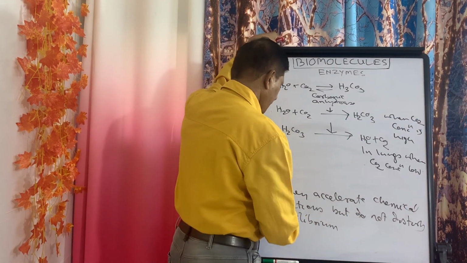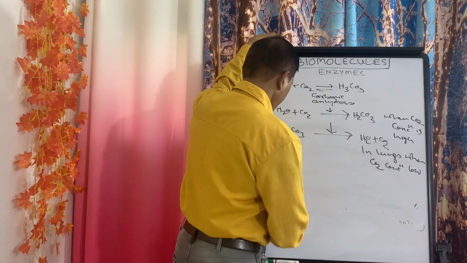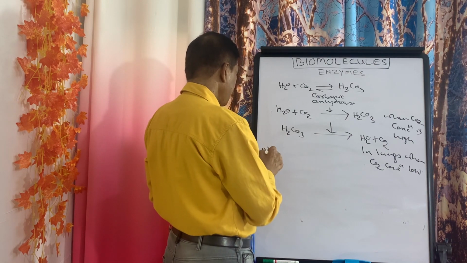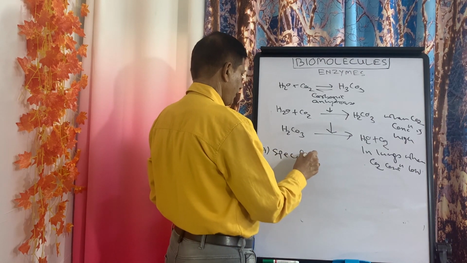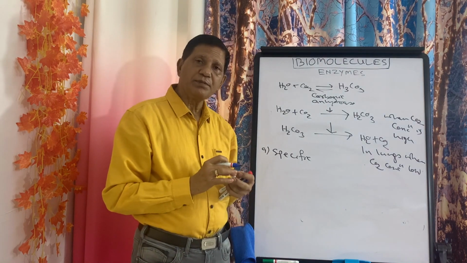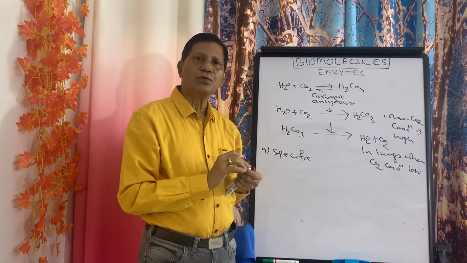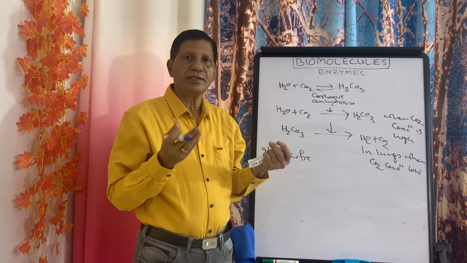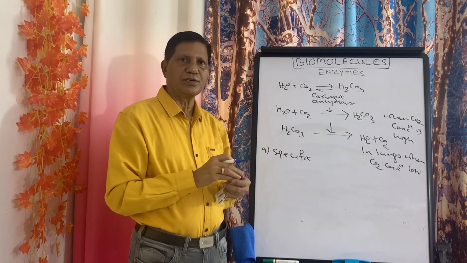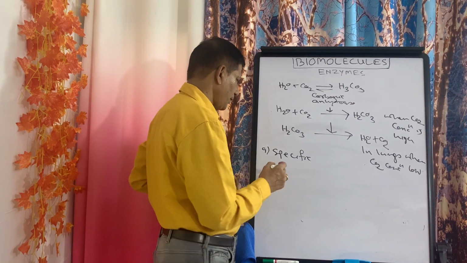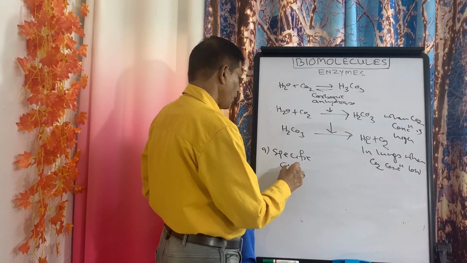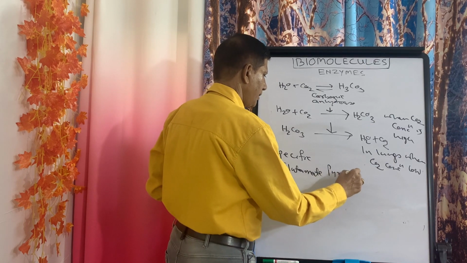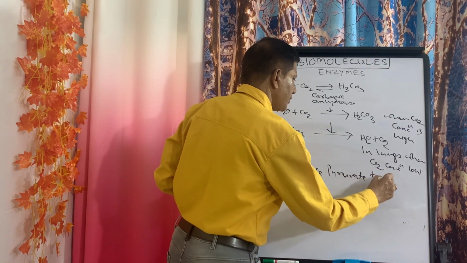Then next we can discuss that enzymes are always specific in nature, and this specificity of the enzyme is always due to the type of amino acids, or you can say the amino acid sequence, present in the apoenzyme part. That determines its specificity. For example, if we take the example of glutamate pyruvate transaminase.